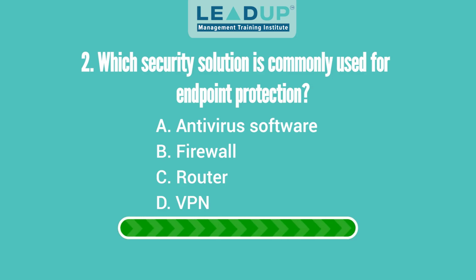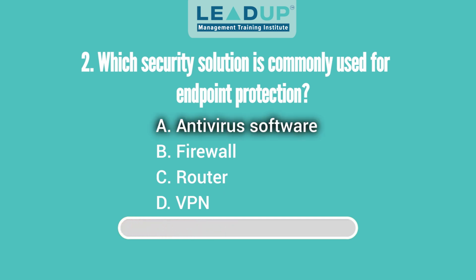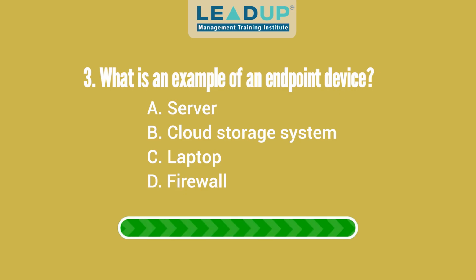Question 2. Which security solution is commonly used for endpoint protection? A. Antivirus software. B. Firewall. C. Router. And D. VPN. Answer: antivirus software. Question 3.